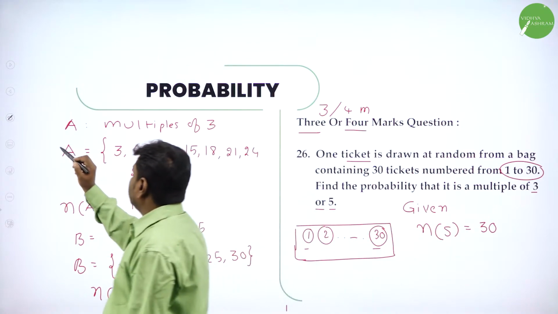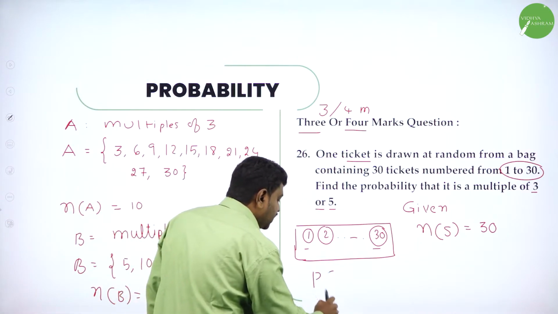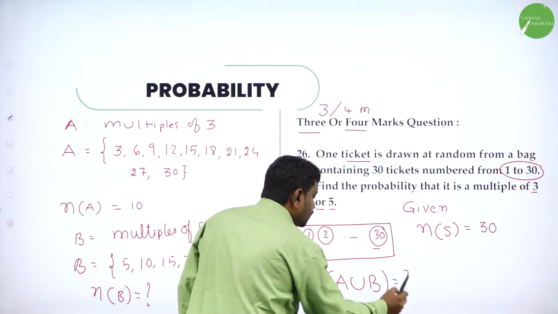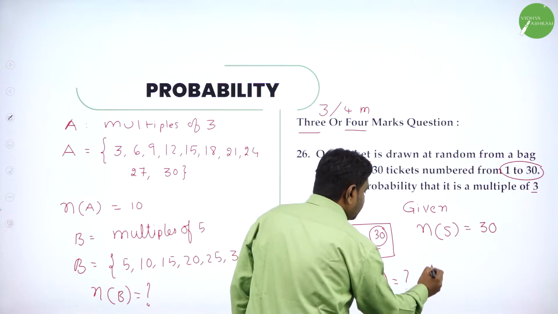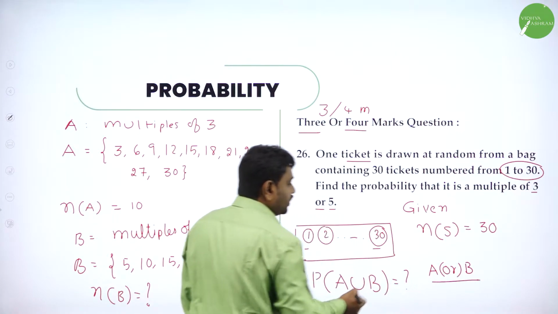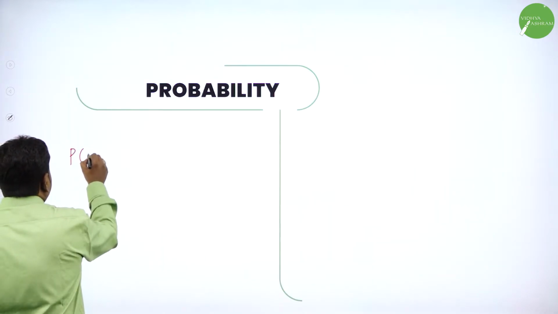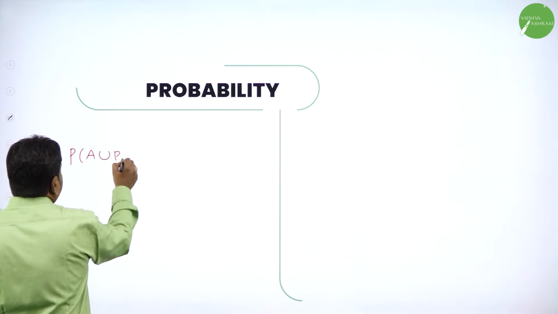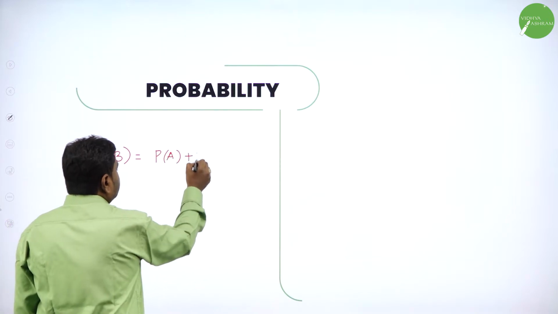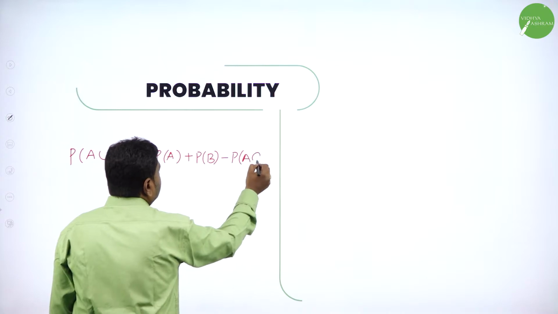Now the question is to find the probability that it is a multiple of 3 or 5. That means the probability of A or B. R means union. So A or B means A union B. So now we need to find P of A union B. What is P of A union B? P of A union B is P of A plus P of B minus P of A intersection B. Do you agree or not?